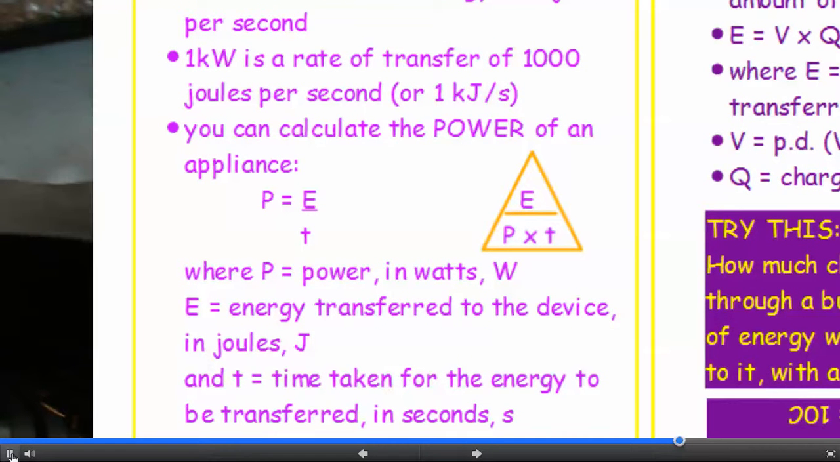Now you can calculate the power of an appliance using the equation P equals E over T, where P is power in watts, E is energy transferred to the device in joules, and T is the time taken for the energy to be transferred in seconds.